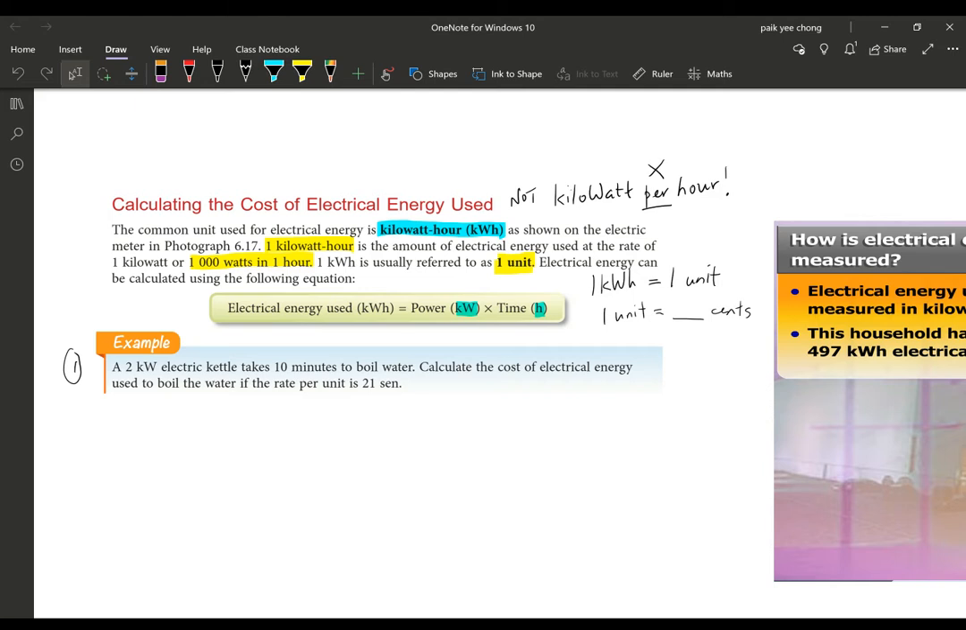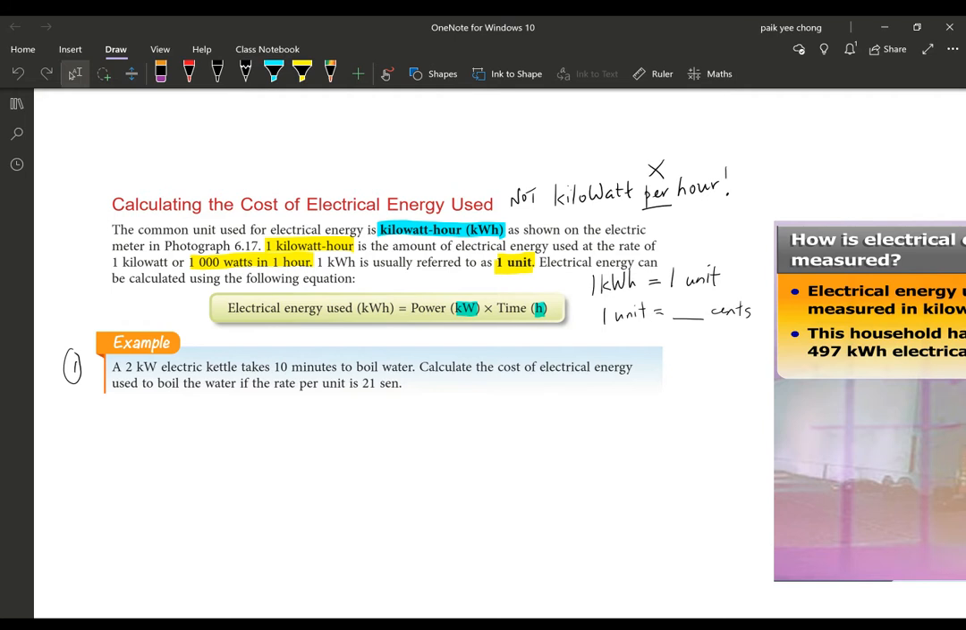Okay, in today's lesson, I'm going to teach you how to calculate the cost of electrical energy use. That means we want to know how much money you need to pay for electricity that you have used for the whole month, right? Based on the reading that you see on your electric meter. Okay, now first of all, let's look at a little bit of basic things.